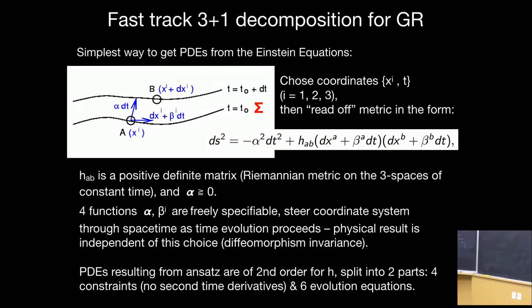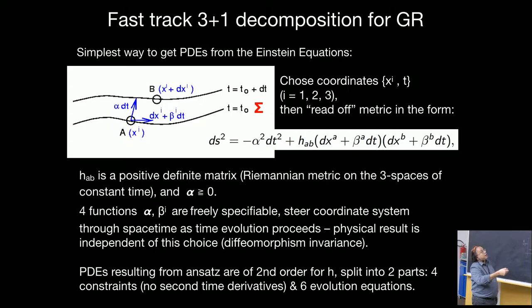All right, so now we will do the 3 plus 1 decomposition for GR. So we'll first do the fast track, and then write up. So the simplest way to think about getting this 3 plus 1 decomposition is this very simple cartoon. So sigma, and so now we want to write the metric or line element ds squared in these coordinates here. So we have chosen some coordinates, x^i and t. i is 1, 2, 3. And so now it turns out we can read off what is the line element.